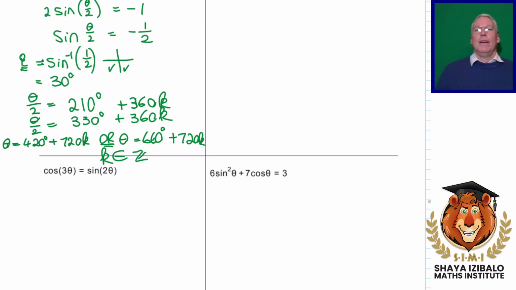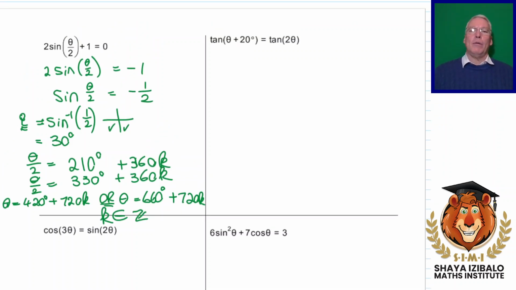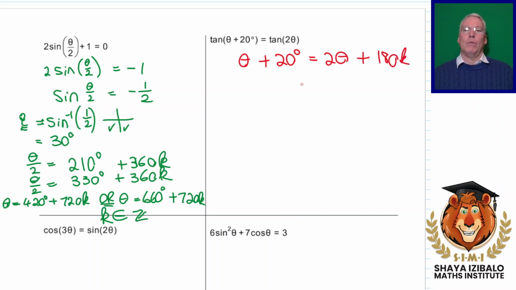Right. The next one, we've got tan equal to tan. Those are cool. That's very straightforward because we're just going to go theta plus 20 degrees equals 2 theta plus 180k, right, with k an element of Z.